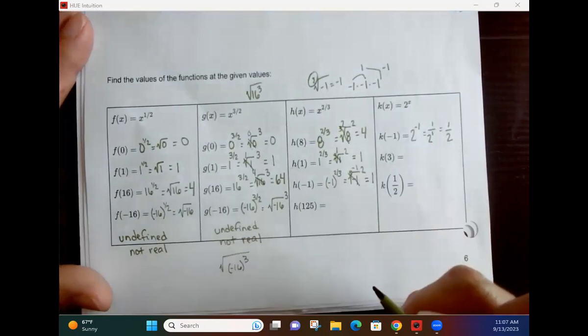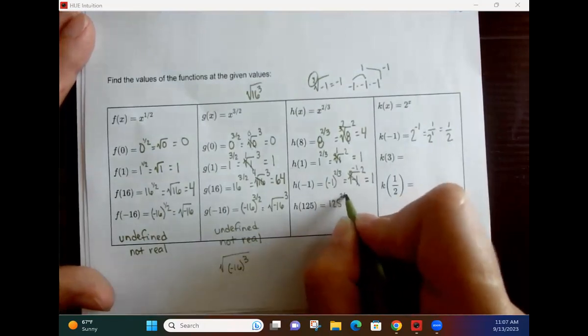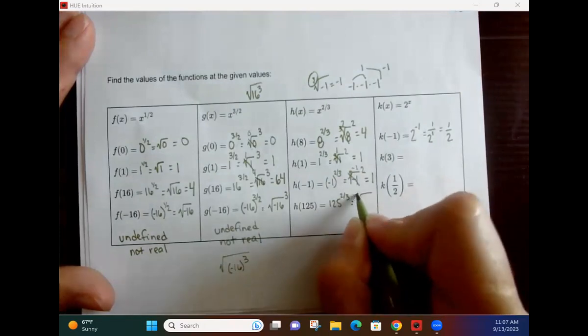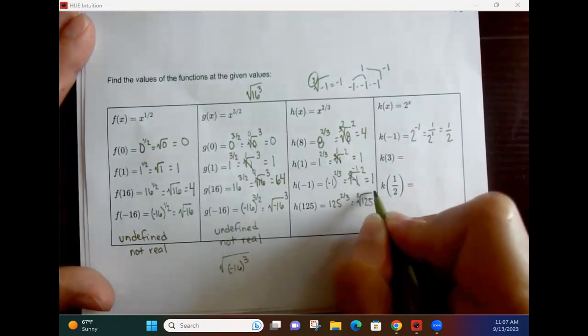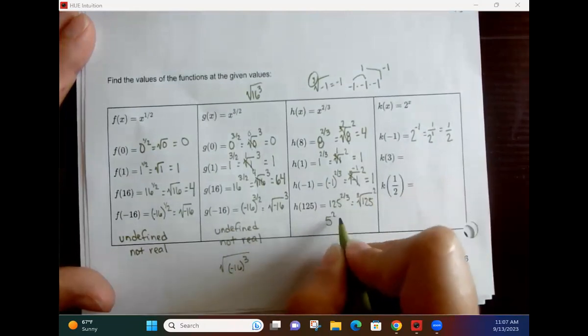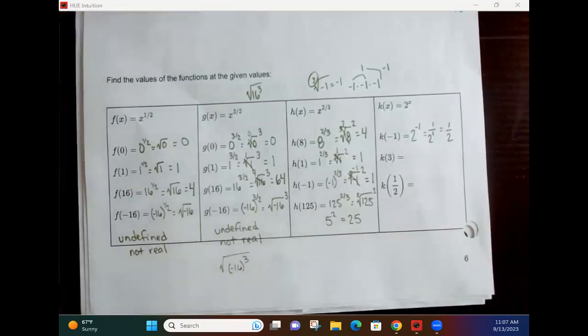And then for our last one here, 125 to the 2/3 power, that would be the cube root of 125 squared. The cube root of 125 is 5, and 5 squared is 25. Again, especially when I've got a bigger number here, it's usually a little easier to evaluate the root first and then take the power.